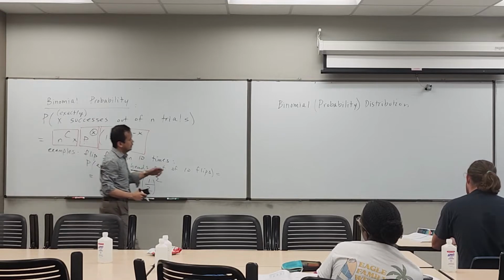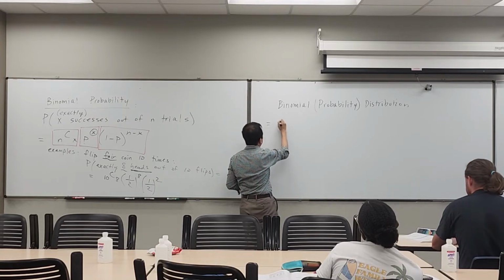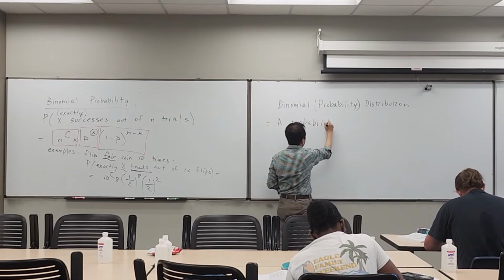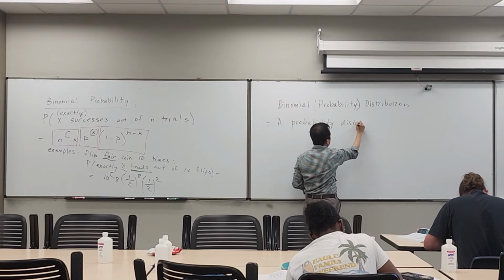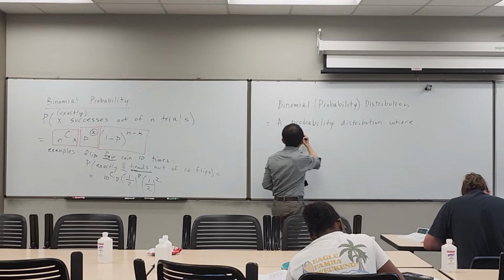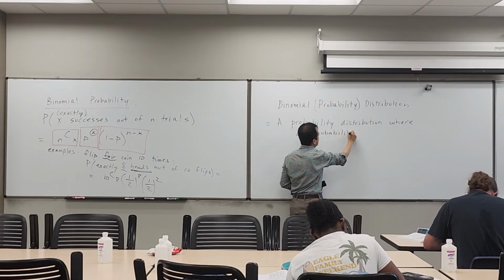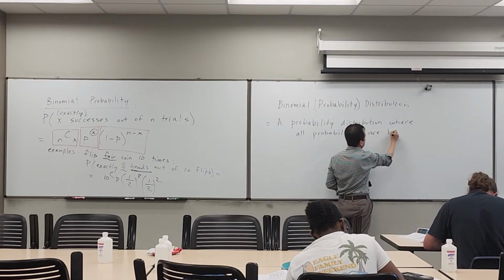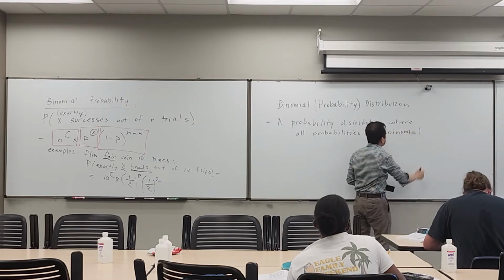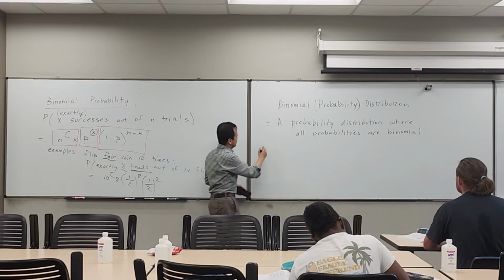So a binomial probability distribution is a probability distribution where all probabilities are binomial. So let's look at an example of that.